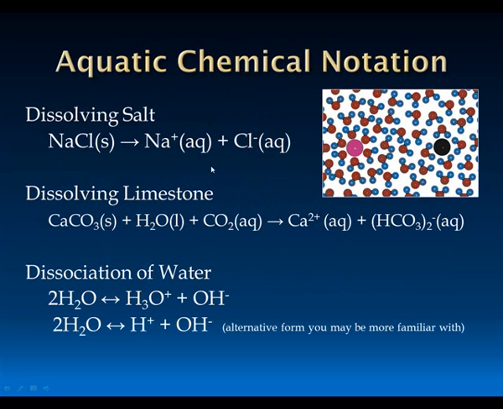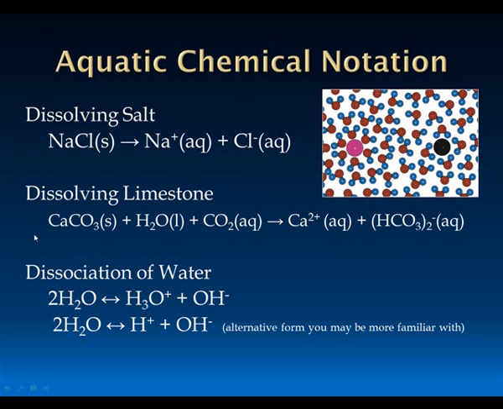We can't talk about water chemistry without looking at a couple of equilibrium reactions. So sodium chloride as a solid, depicted by the S here, is the example we've looked at. If you put that in water, then it becomes a sodium cation in aqueous form and a chloride anion in aqueous form. And we already talked about what that means as far as the atoms becoming dissolved in water.